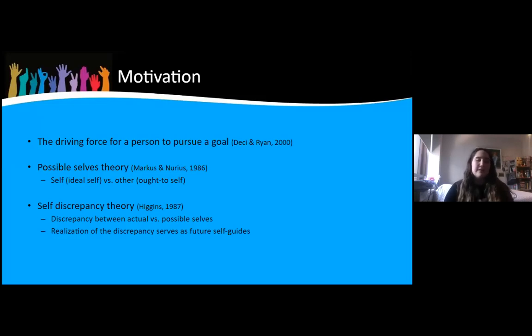And alongside this is the self-discrepancy theory by Higgins in 1987, only a year after, which deals with the discrepancy between the actual and the possible selves, and the realization that this discrepancy can serve as a future self-guide.